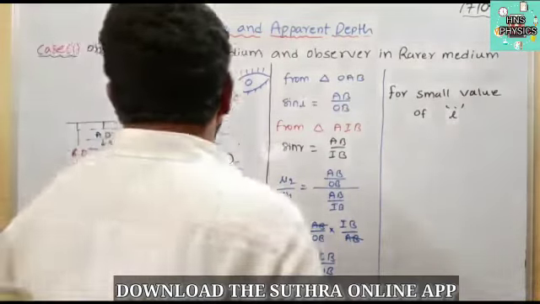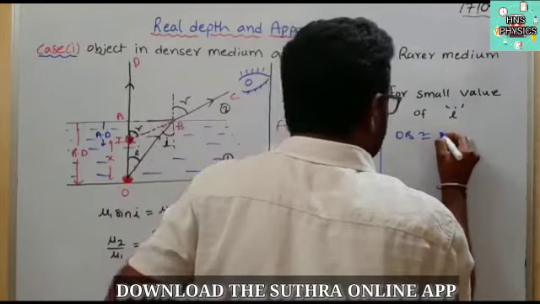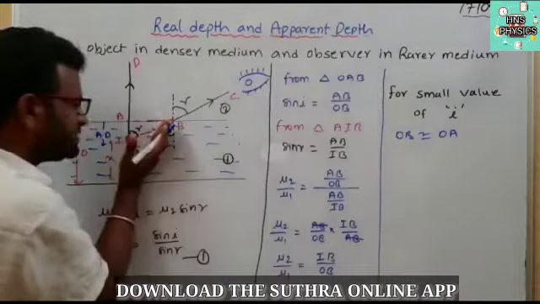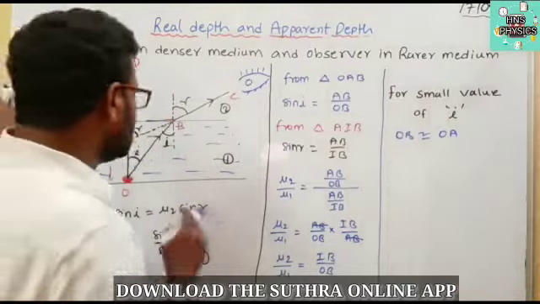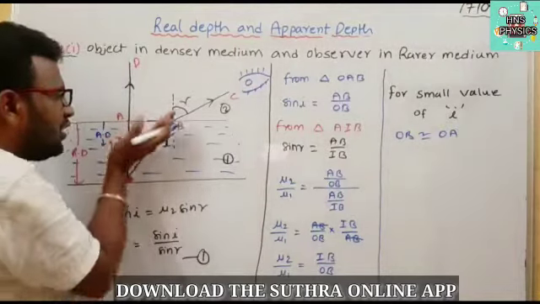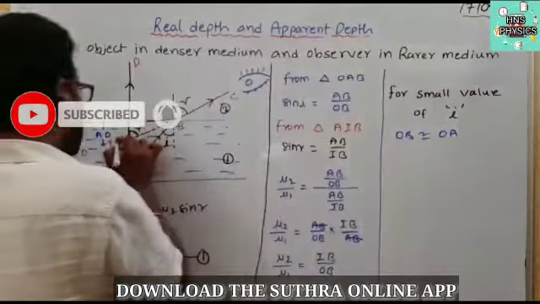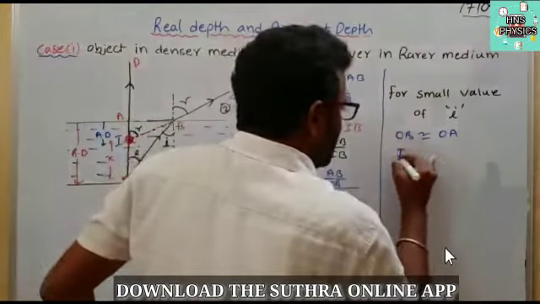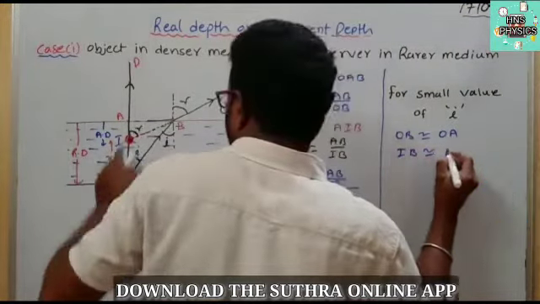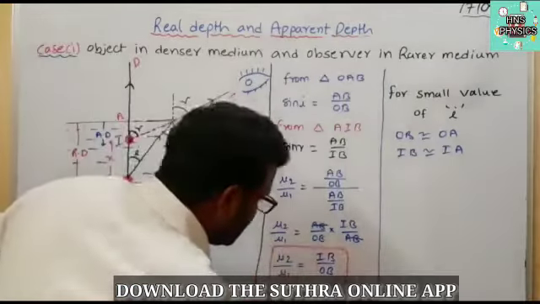So I am going to write OB approximately equal to OA. That means OB coincides with OA for a small value of I. Next, IB also approximately coincides with IA. Sorry, this is I. See, this IB is approximately equal to IA. So I am going to consider this as equation 2.